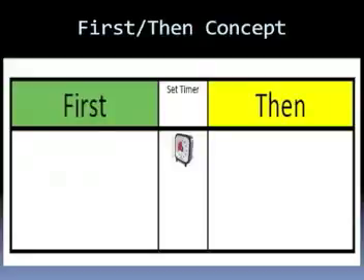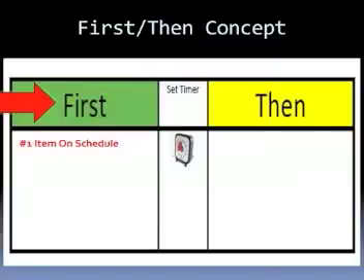So here is a first then board. In this first then board, we have the first in green over here and the then in yellow. And we also put a little picture of a visual timer because we really like to use a visual timer with this support, especially when we're using it as a transition support. So on the first part, we can have the first item on the schedule.